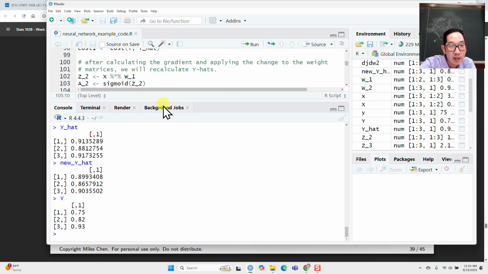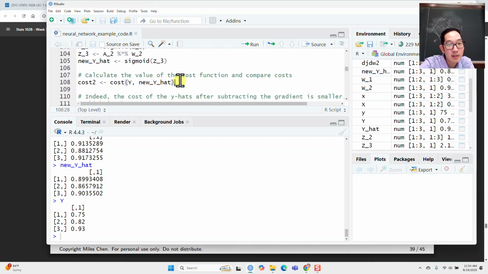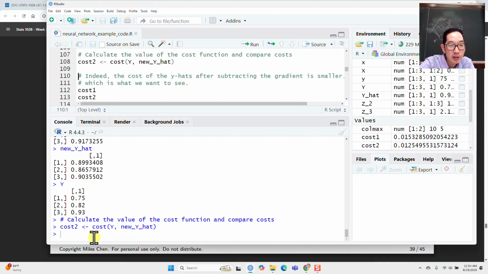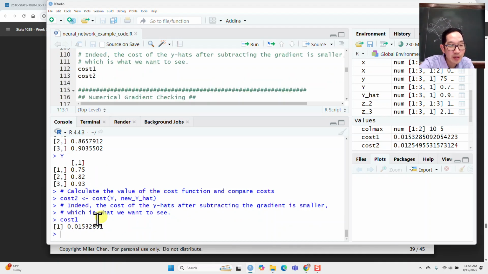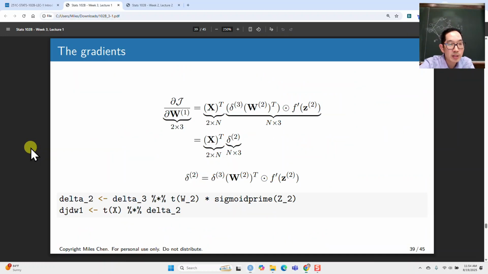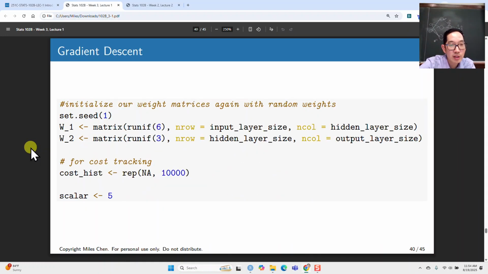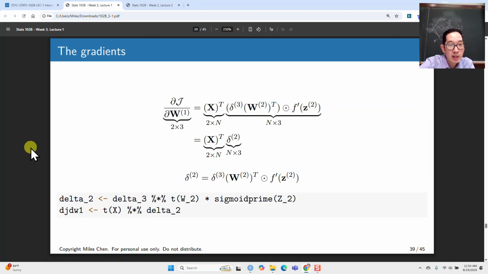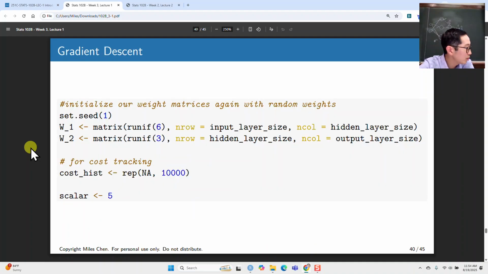And so we can calculate what the cost is here. Our first cost function was the amount of error that we had, and with our second cost, our amount of error went down. So that's a good sign. I have this whole section on numeric gradient checking. I'm going to skip over that, but we'll go ahead and do gradient descent.